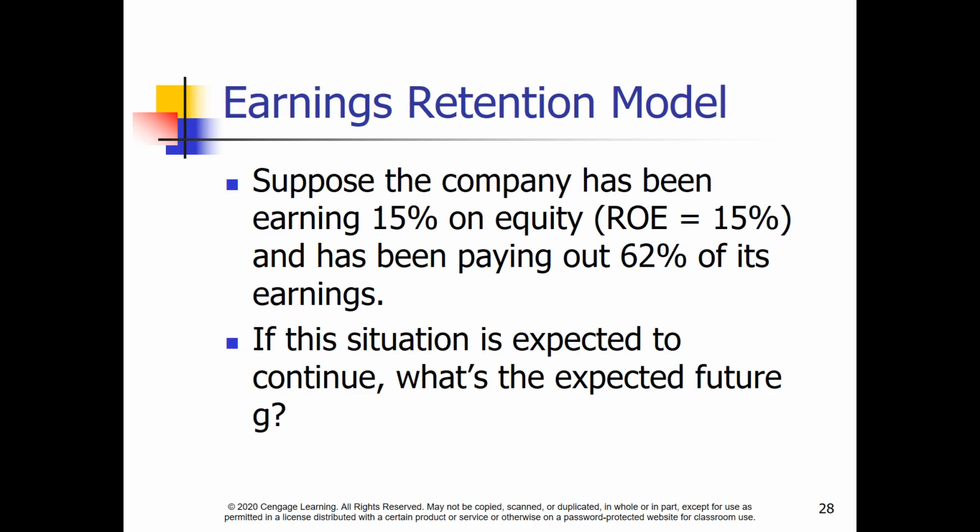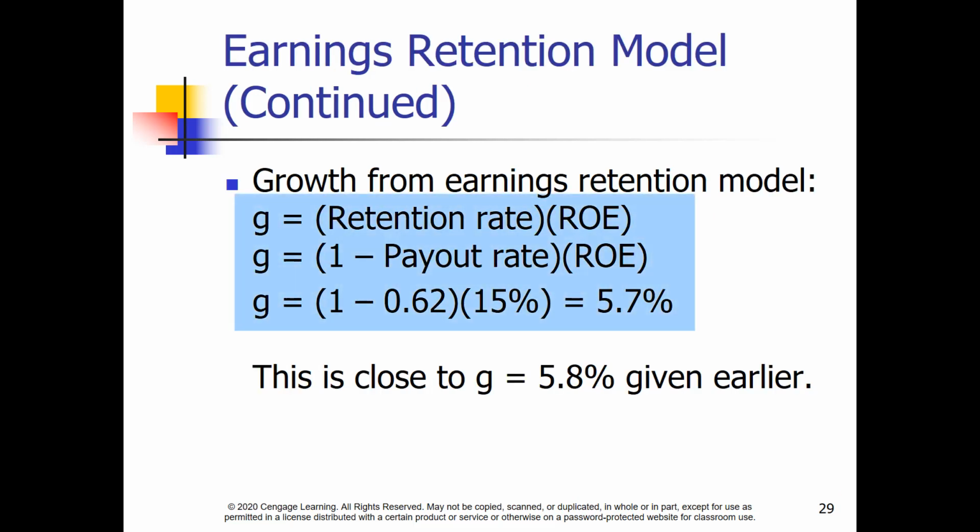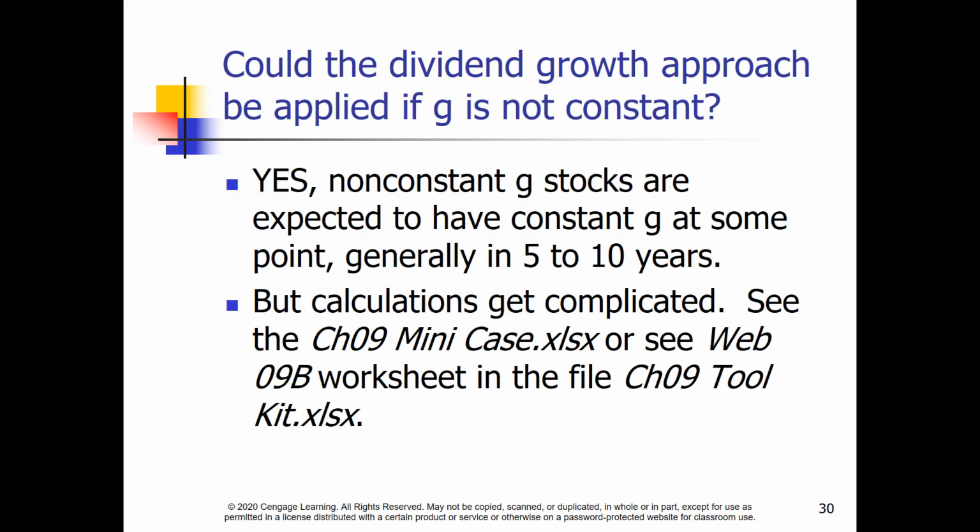If we have the firm's ROE and its dividend payout ratio, both of which are expected to remain constant, then we can estimate the expected growth rate in dividends. Formulas on the next slide. Using the data from our mini case, retention ratio 38%, which is 1 minus the payout ratio, and ROE 15%, we arrive at a growth rate close to what we used previously. What if dividend growth is not constant? We can still employ the model, but it gets very complicated. This approach is covered in the Chapter Toolkit if you really want to explore it.